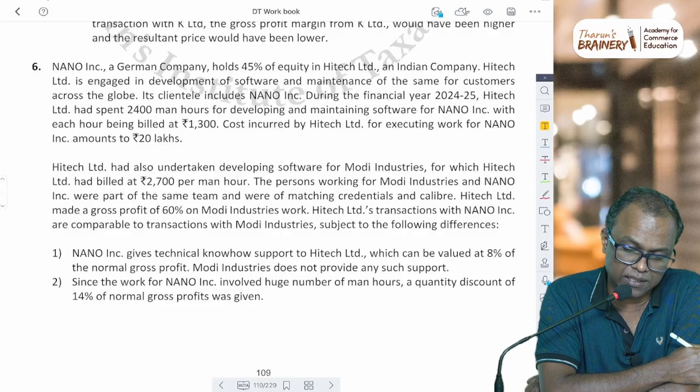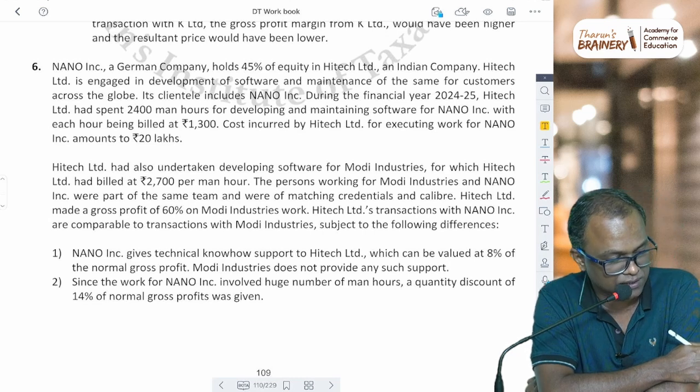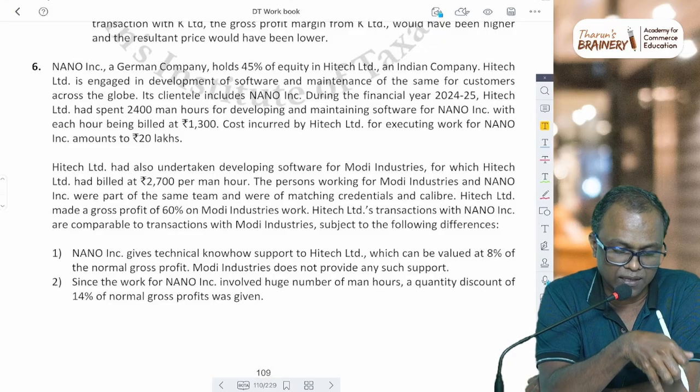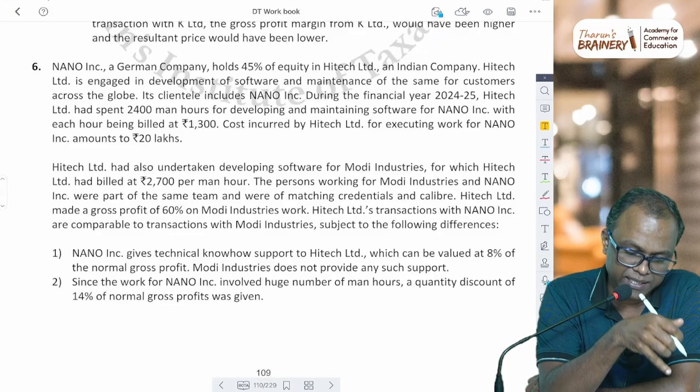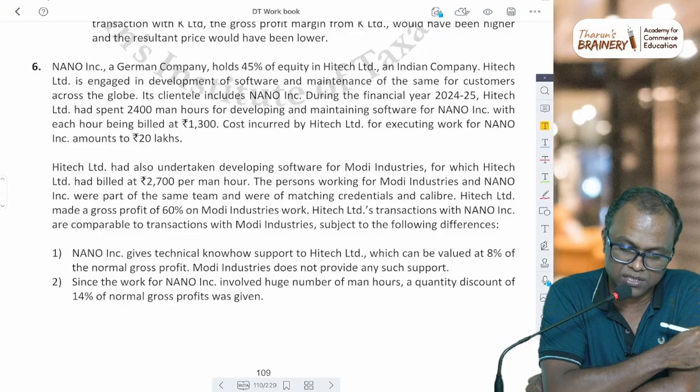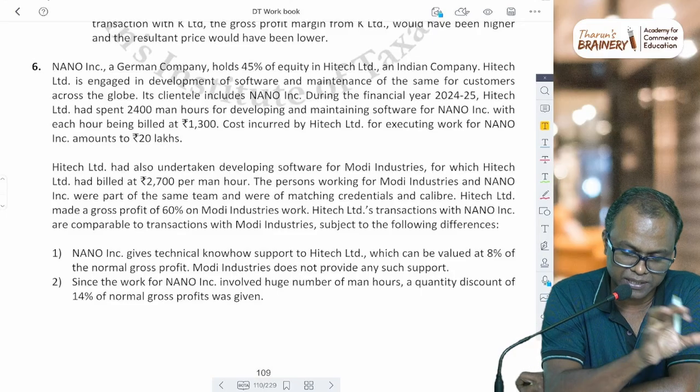Cost incurred by High-Tech Limited for executing work for Nano Incorporation amounts to rupees 20 lakhs. So this is actually the actual cost of providing the services with the AE. This is our starting point of computation. 20 lakhs should be taken.